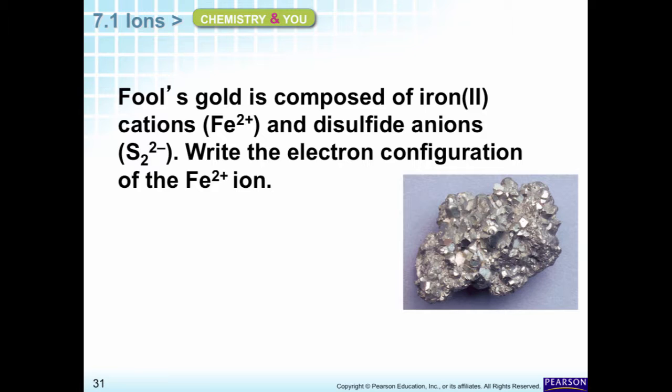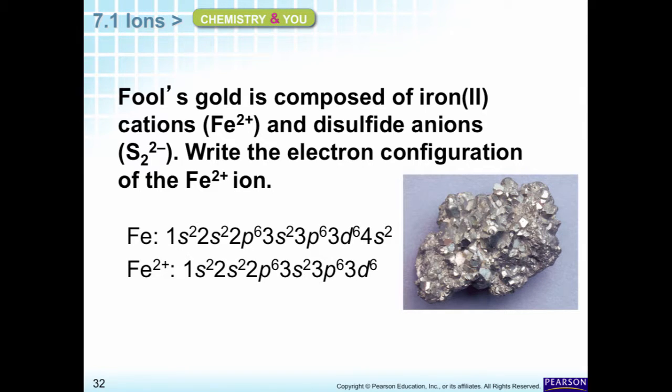So if we look at iron's configuration, it's going to be 1s2, 2s2, 2p6, 3s2, 3p6, 3d6, and 4s2. So the most common thing would be to lose this 4s2, throw this one out, and it will look like this. This will be the Fe2+ electron configuration.